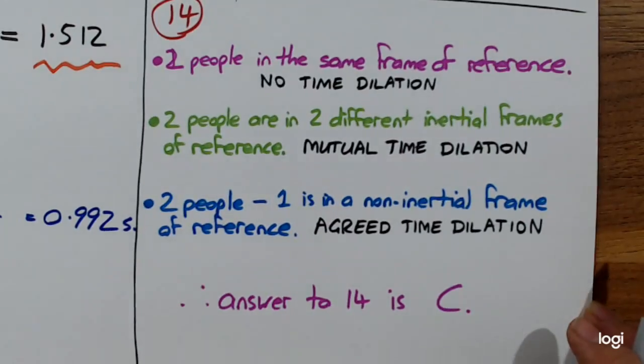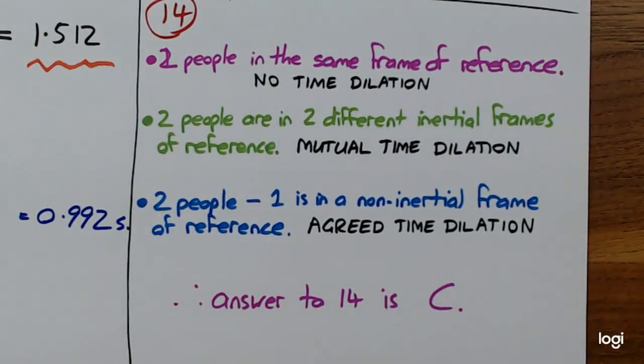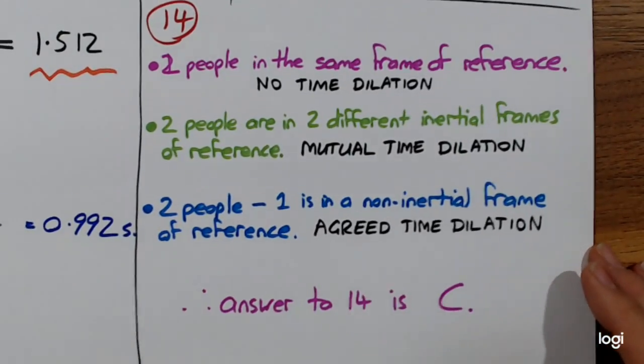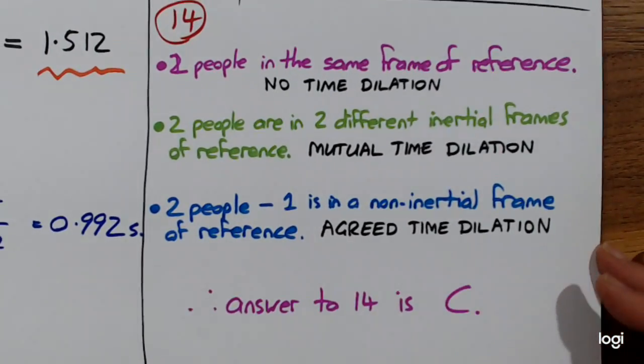All right. Question 14. The answer to question 14 is C. Let me read it to you first. 14 says, in the twin paradox explanation, when can you say that the twin that stays at home does age faster than the twin that goes on the journey? Well, the answer is C. The answer is when one of them is accelerating.